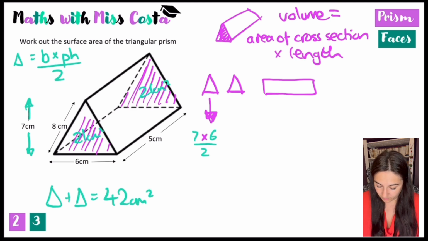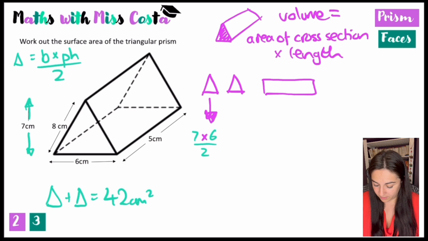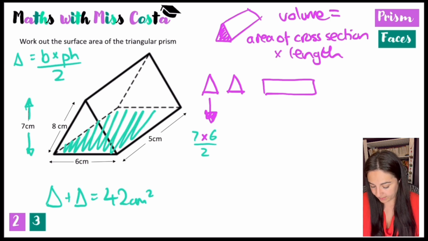Then I might want to work out all of my other faces. So think what is common. So you've got a rectangular base at the bottom. So you have one rectangular base, which is 6 times 5. So that would be 6 times 5 is 30 centimeters squared.